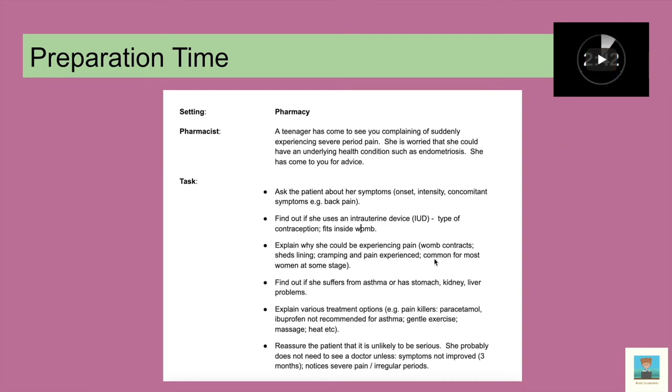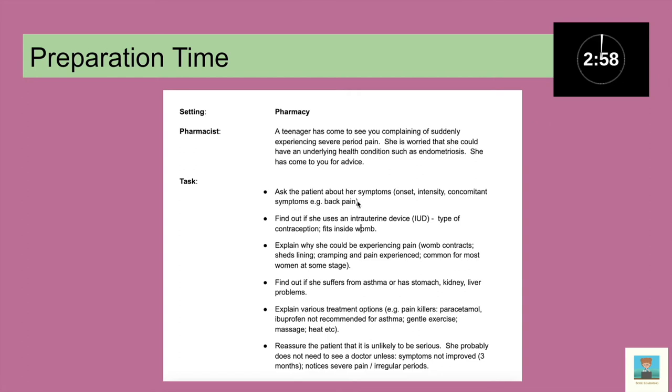Okay, so that's the end of the 3 minutes. Let's go through it together and then we'll break it down and look at some useful language and phrases that you can use. So always check the setting. You're a pharmacist in a pharmacy and a teenager has come to see you complaining of suddenly experiencing severe period pain. She's worried that she could have an underlying health condition, such as endometriosis, and she's come to you for advice. So from just this introduction, I can see that I've got a teenager who's worried. She's probably done some research online and come to the worst conclusion. So you're going to have to do a bit of reassuring and probably a bit of explaining.